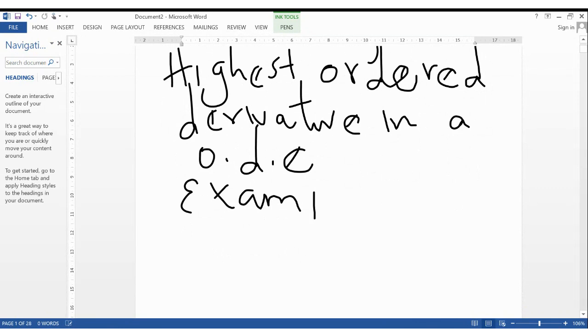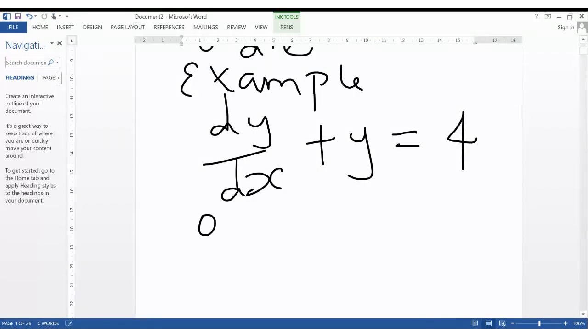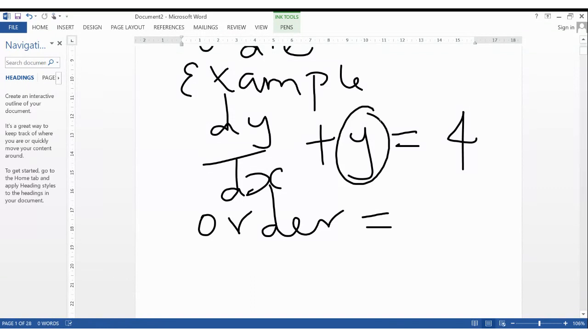For this one, the order. Here we have y and we have dy dx. So in this equation we have differentiated y in terms of x only once. So the order becomes one because that is the highest ordered derivative. It has already been differentiated once. So it becomes number one.